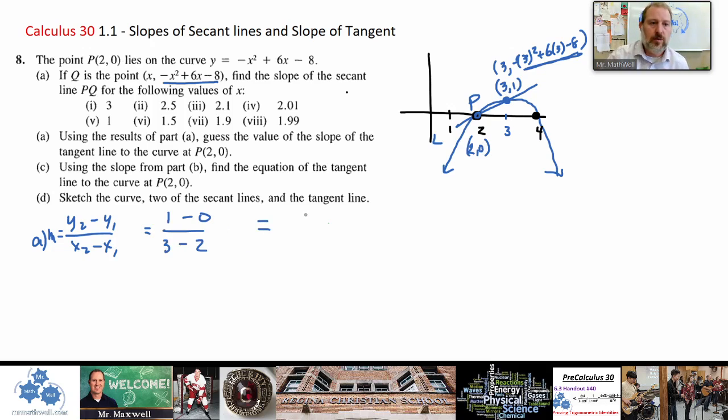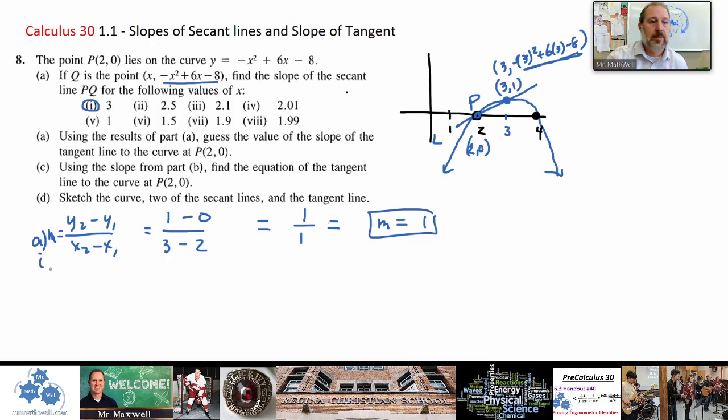All right, so we've got 1 over 1. So we've got a slope of 1 here for the first line. Okay, slope of 1. Is that good? Do you guys agree with that? Are you cool with that?